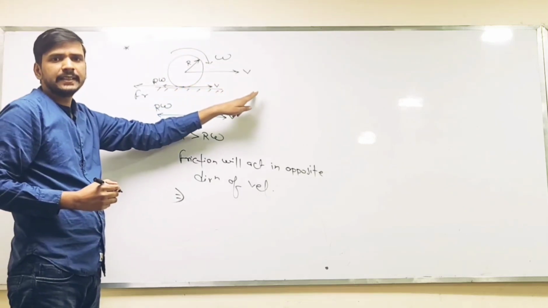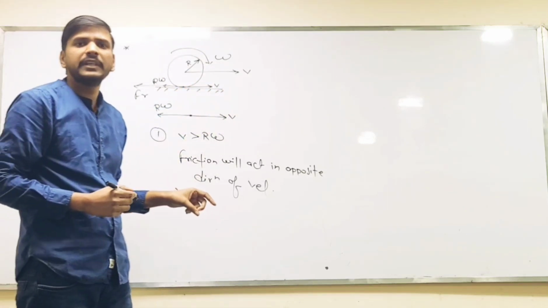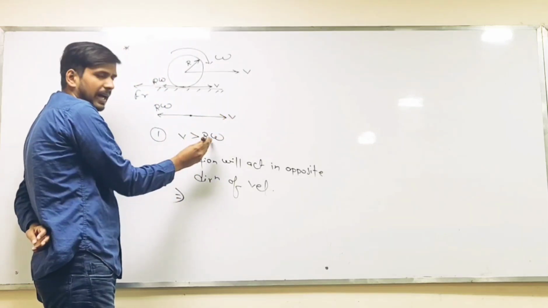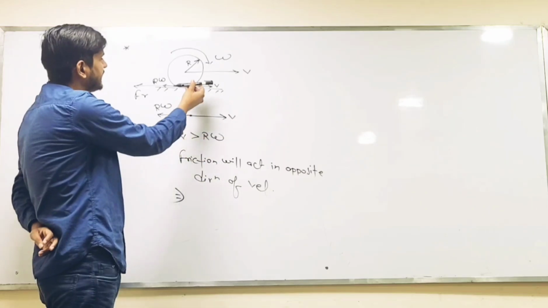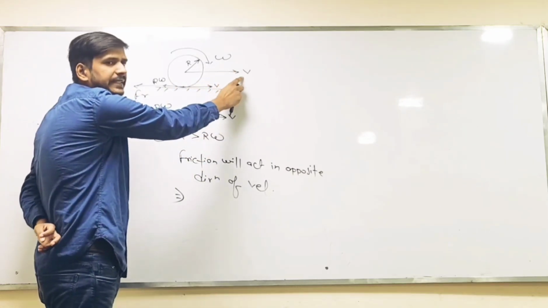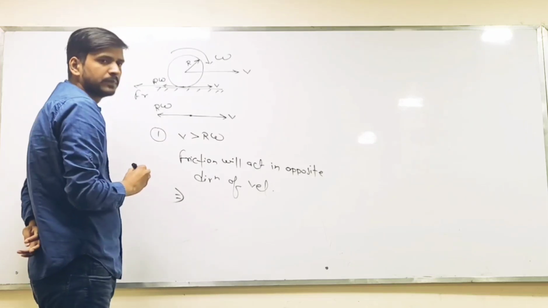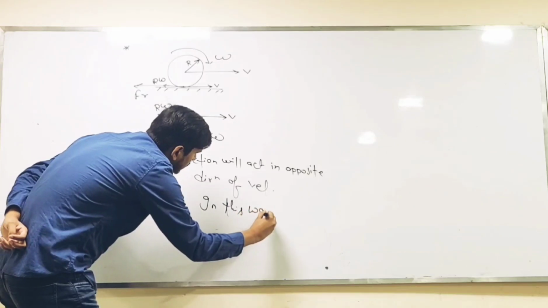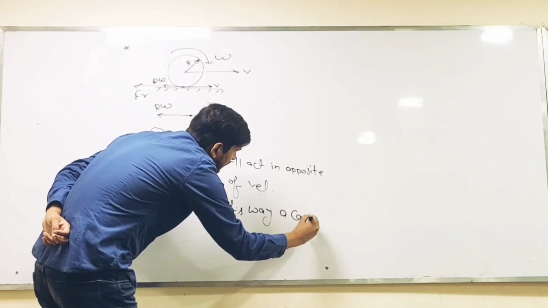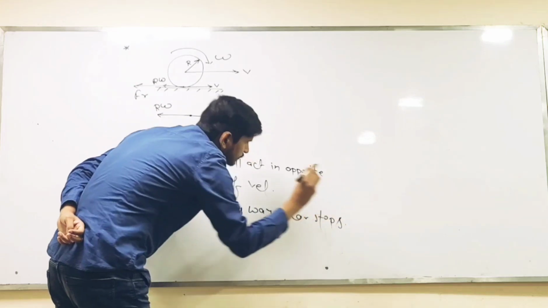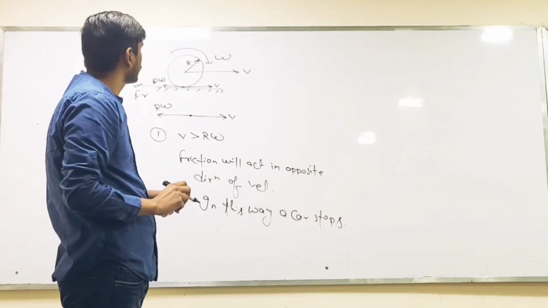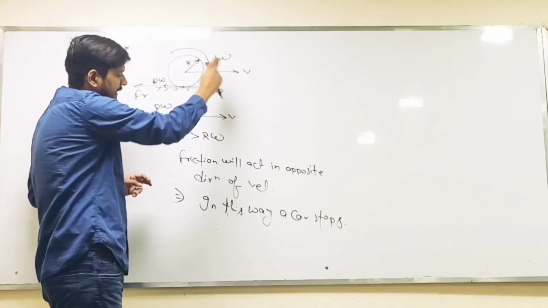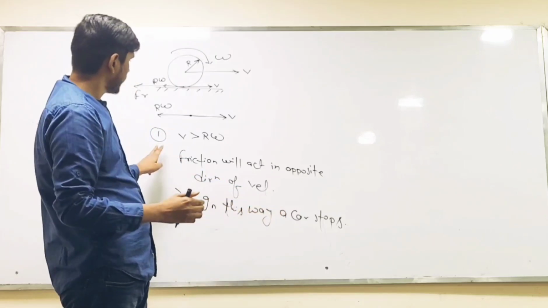As here velocity is decreasing, in this way a car or a vehicle stops. When we stop a vehicle, velocity is more than r omega, and due to this, friction is acting in the opposite direction and velocity will decrease slowly, and car will stop. Because friction is acting opposite, velocity is decreasing. This is first case.